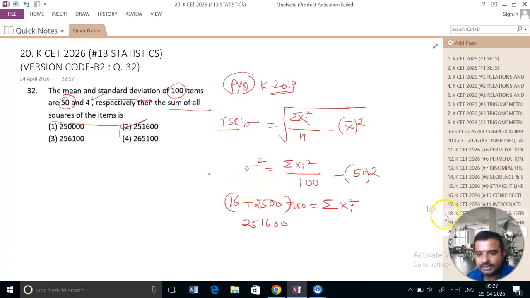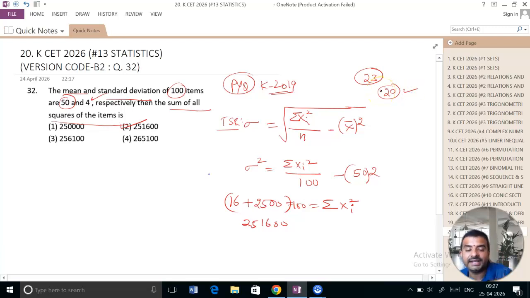So this completes the first year questions. They asked a total of 23 questions from the first year. I discussed 21 questions, not 21, sorry, 20 questions. Now I completed 20 questions. The remaining 3 questions are from probability, which I'm going to discuss with second year probability. So now I'm going to stop here.